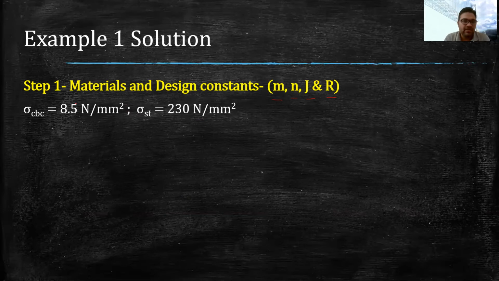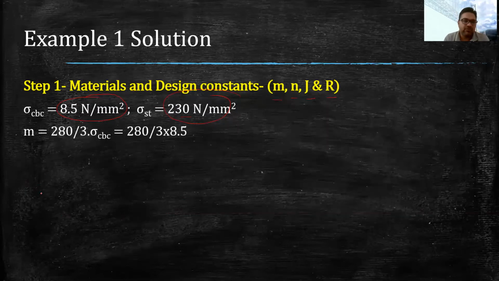So I am taking the value here directly, but this value we can find out from the IS code, and I have explained how to find this, so you can refer to my previous lecture. So sigma_cbc and sigma_st values in our case will be 8.5 and 230 Newton per mm square. And using these values, we can find out the value of m, which is 280 by 3 sigma_cbc. Putting in the value, we can find out the m value.